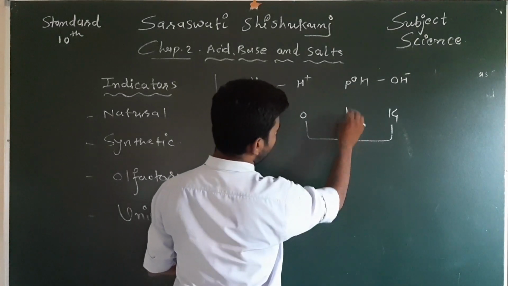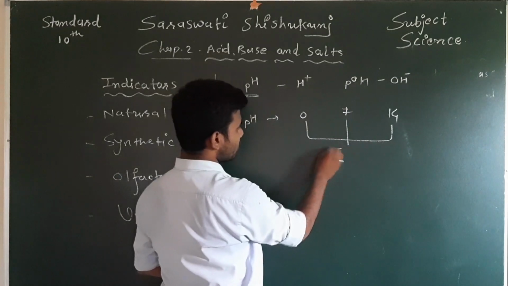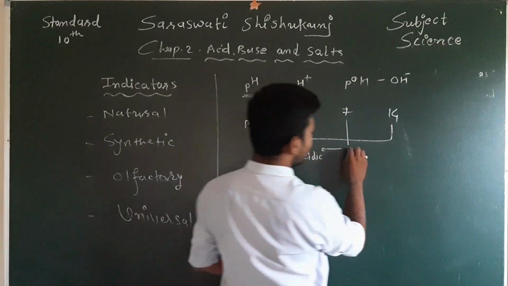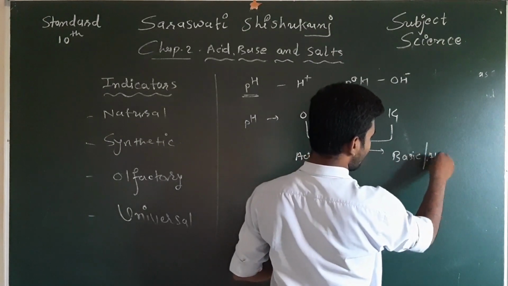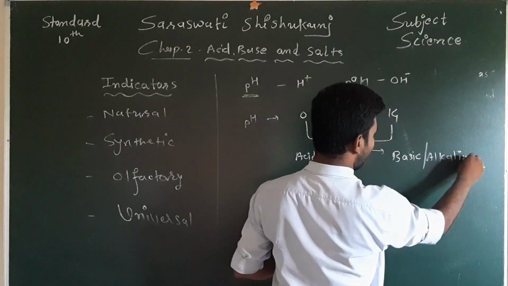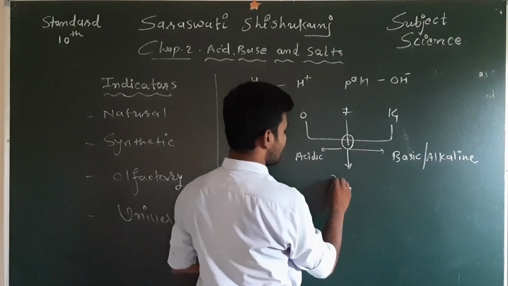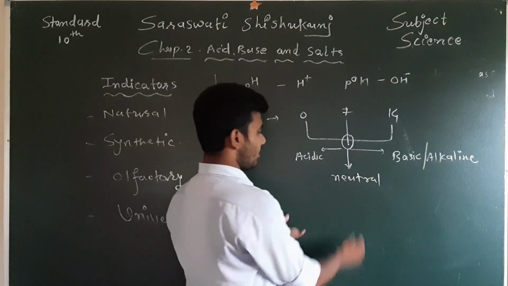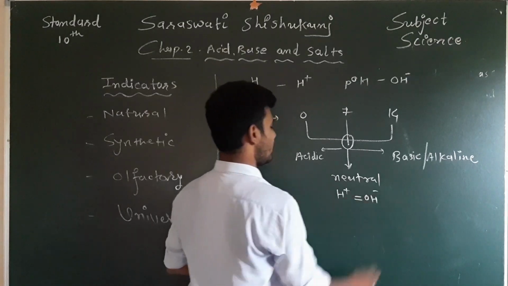At the middle we will have 7, right? Near to 0, that is acidic in nature. Near to 14, that is basic or alkaline in nature. Here it's 7, it stands for neutral. Means here the concentration of H+ will be equal to OH-.